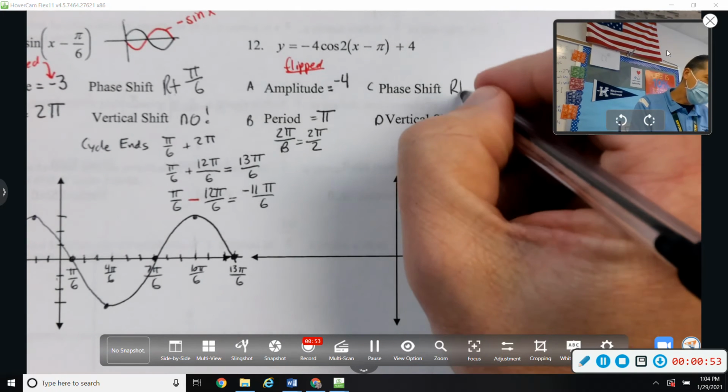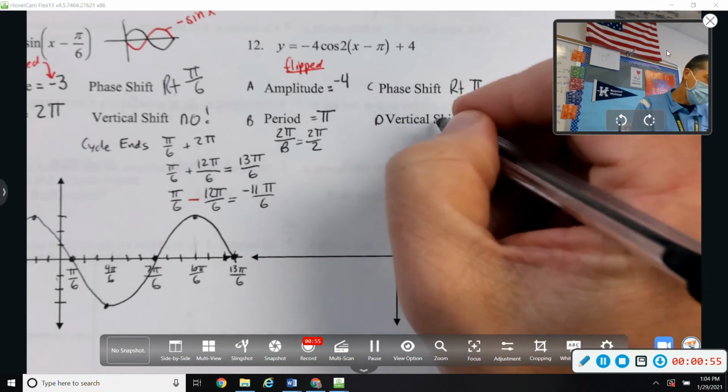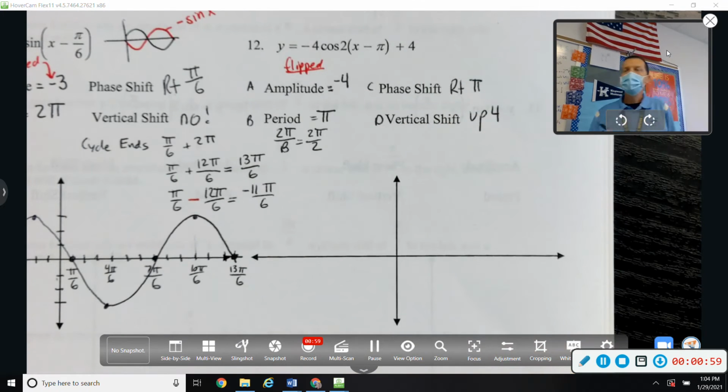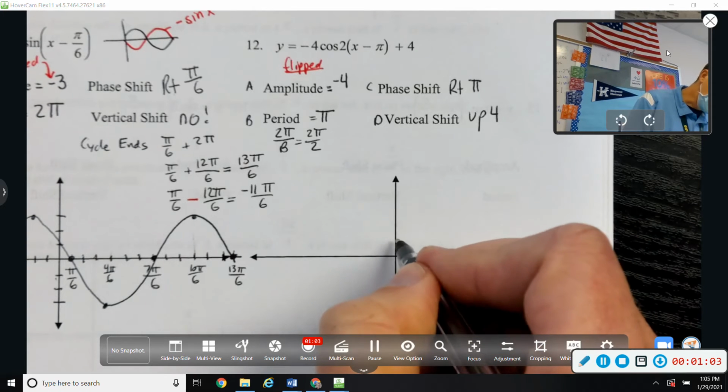The phase shift is right pi, and the vertical shift is up 4. A, B, C, D, and then we use them in reverse. D, C, B, A. Vertical shift is up 4.